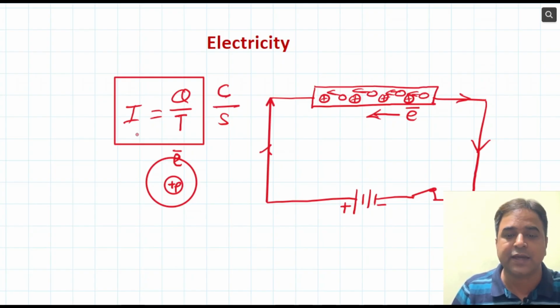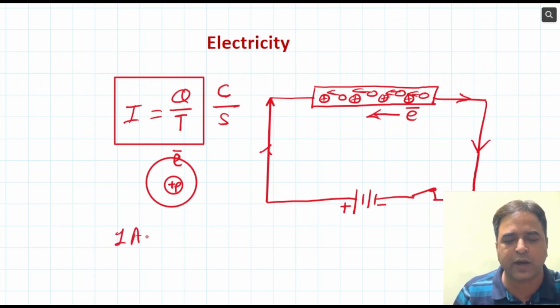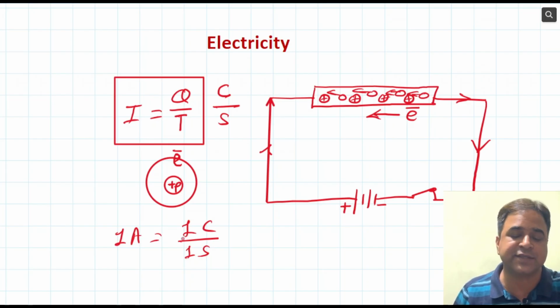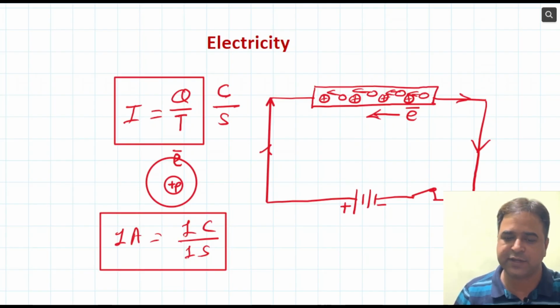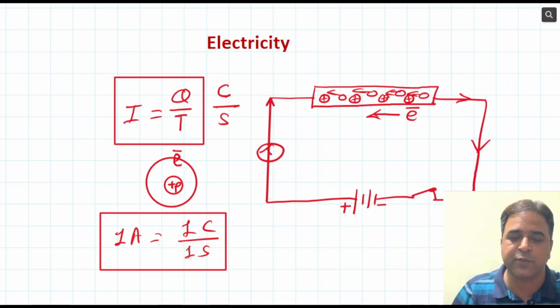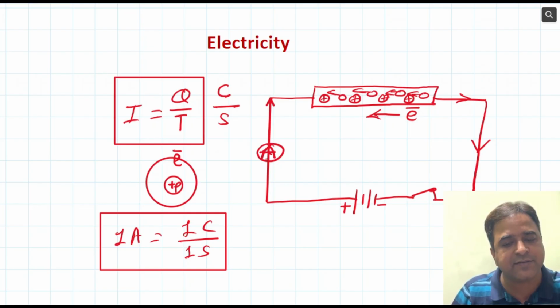But in honor of scientist Andre Ampere, we are giving unit ampere for electric current. So how can we define 1 ampere? If 1 coulomb charge flows in 1 second through this conductor, we will say 1 ampere electric current is flowing through it. One more thing I will tell you, which instrument or device is used to measure electric current. Here you will be using an ammeter. Ammeter is the device which is used to measure electric current, and SI unit of electric current is ampere.